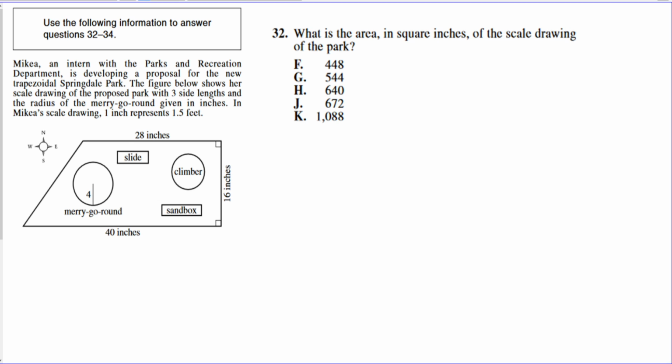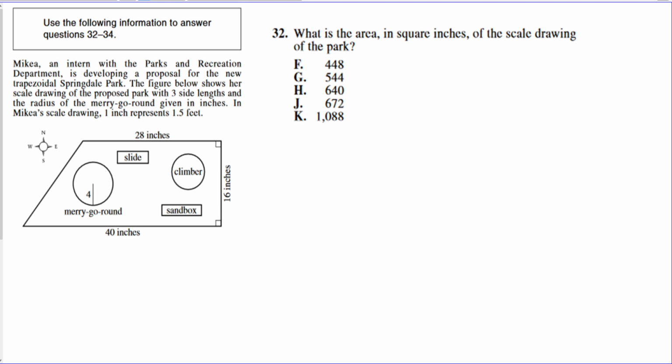Makia, an intern at the Parks and Recreation Department, is developing a proposal for the new trapezoidal Springdale Park. The figure below shows her scale drawing of the proposed park with 3 side lengths and the radius of the merry-go-round given in inches. And in Makia's scale drawing, 1 inch represents 1.5 feet. So we're going to take a look at this picture here and then answer 3 different questions about it.